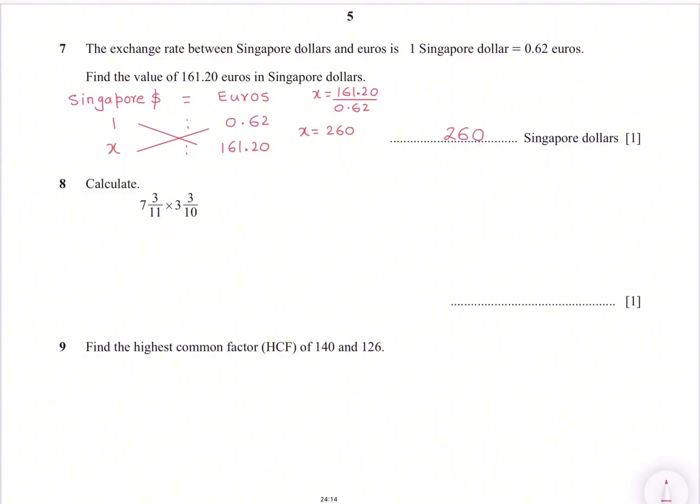Calculate 7 whole 3 over 11 times 3 whole 3 over 10. Convert these mixed numbers into improper fractions: multiply 11 by 7, then add 3 to it. So you get 80 over 11 times 33 over 10. Simplify it, and this is the answer.